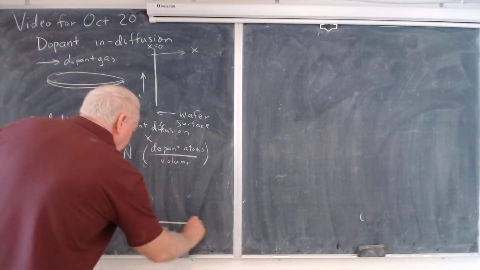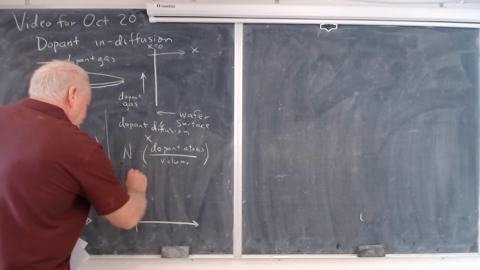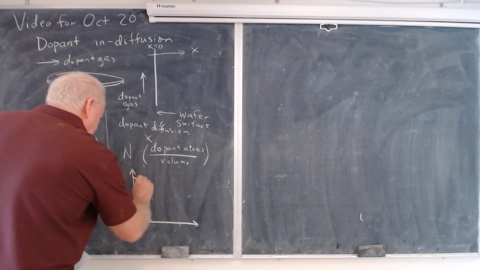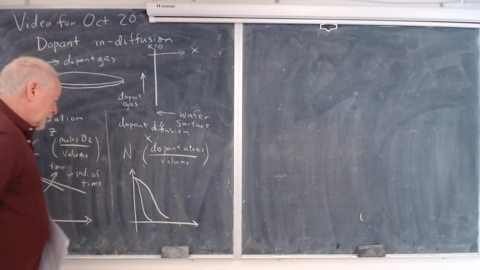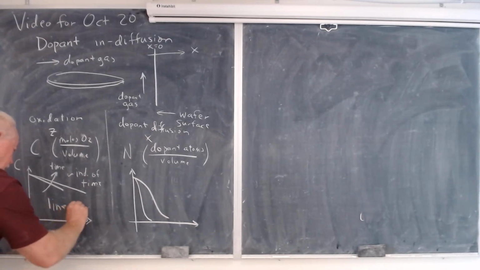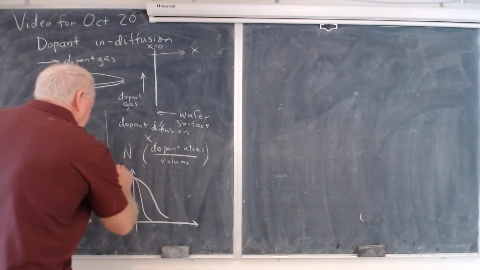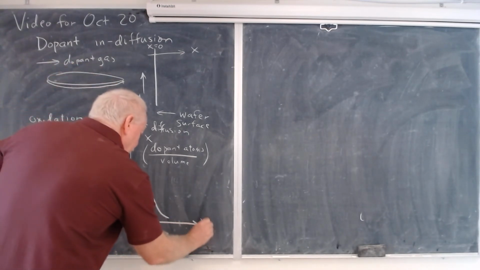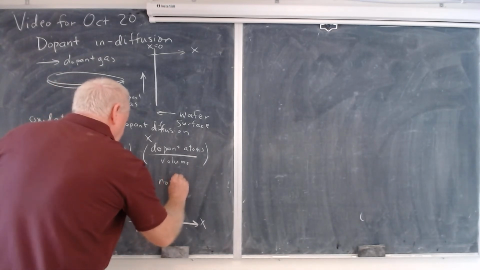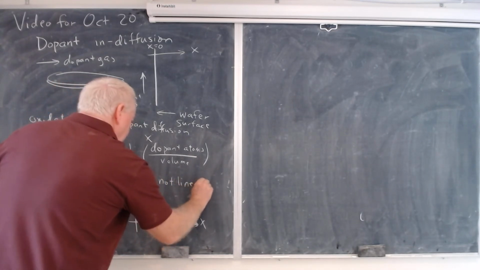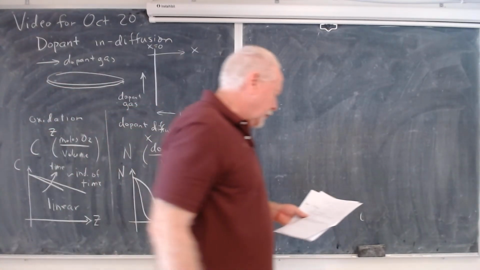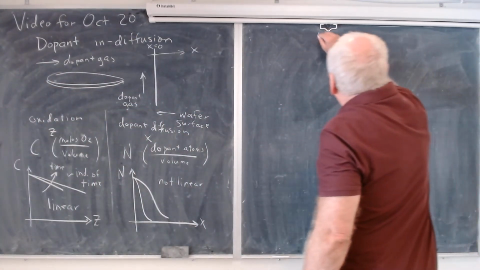For dopant diffusion, it does this. So here it's linear, and here it is not linear. And we'll show you why in a second. All right, so diffusion.